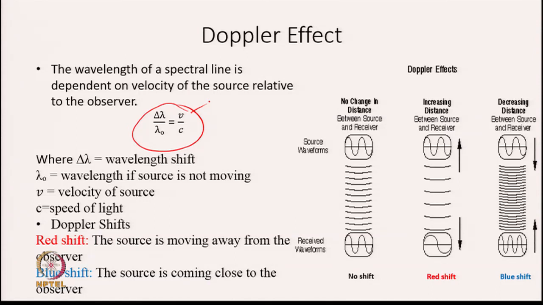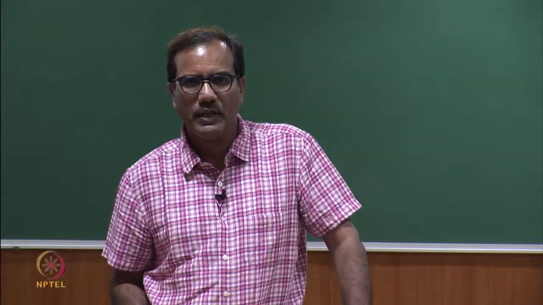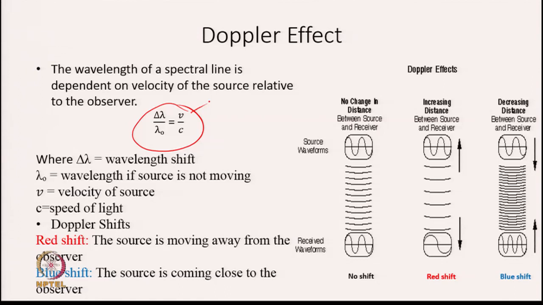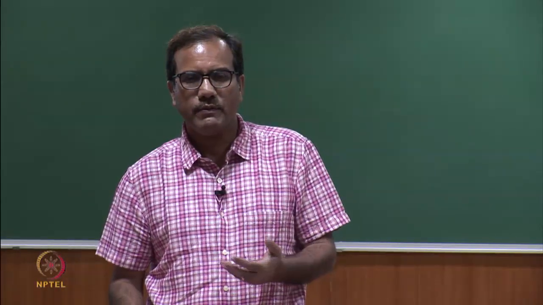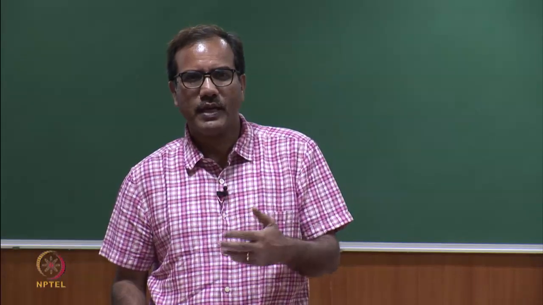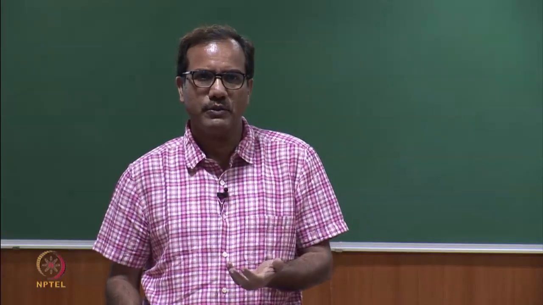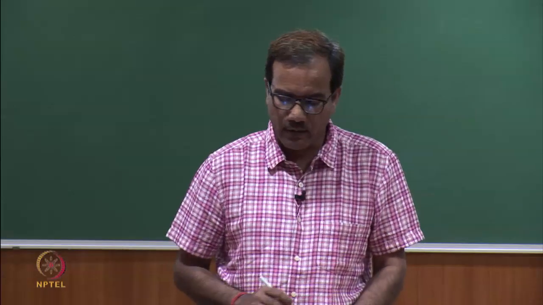So, what you can see is there will be a red shift if the source is moving away from the observer, and there will be a blue shift when the source is coming close to the observer. You can see here this is your source waveform and this is your receiver waveform, and with increasing distance this lambda increases and there is a red shift, whereas if they are moving towards each other, then there is a blue shift. This is not only applicable to light waves, it is also applicable to other kinds of waves, for example sound waves. So, if the source is moving away from the observer, there will be a red shift, and if the source is coming closer to the observer, there will be a blue shift, and this is the well known Doppler effect.